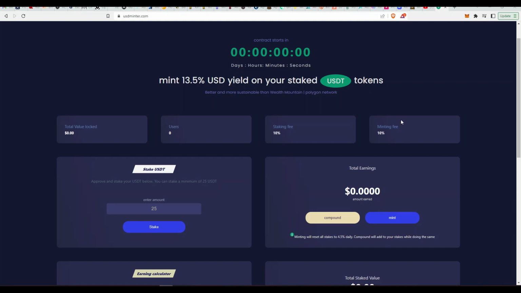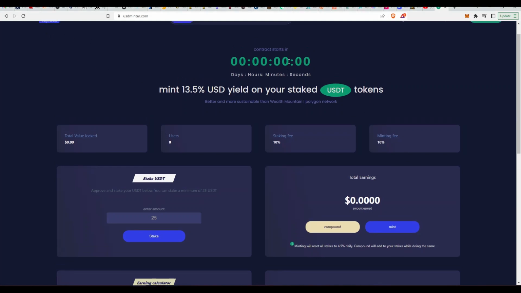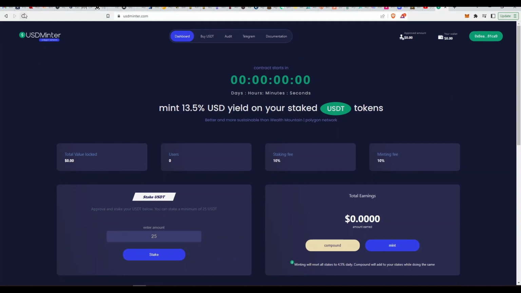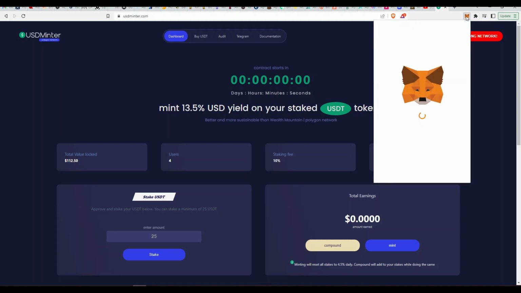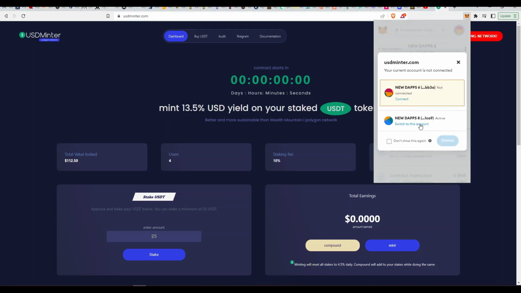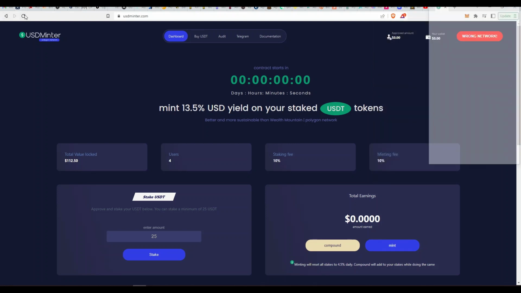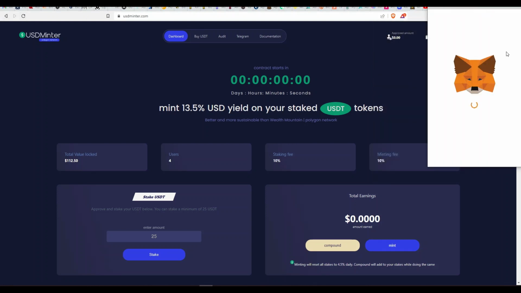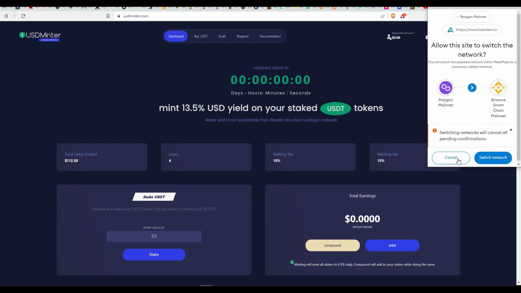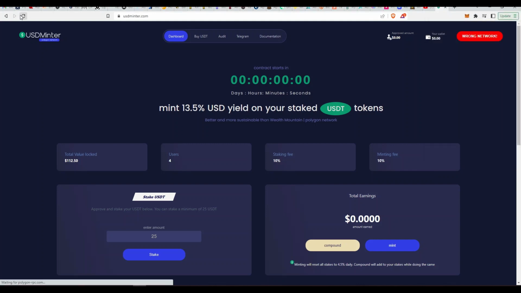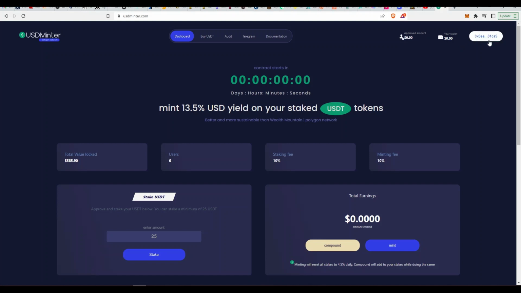Okay, so we should slowly see the deposits going in, but we have to change the network. Switch here. And if we refresh. Yeah.